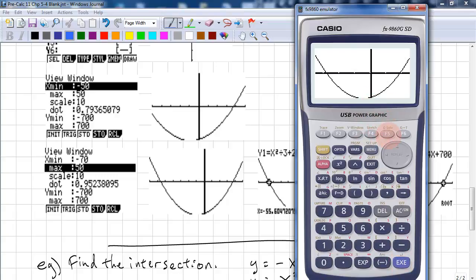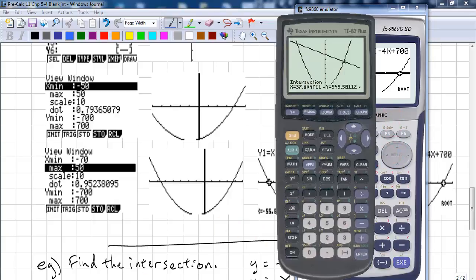And now we can press G-solve, and we're looking for the root, so we press F1. And it automatically picks the first one. We scroll over, and we get the second root. This time we don't get the y value. The y value is just 0. But we're mostly concerned with solving for x in these problems.